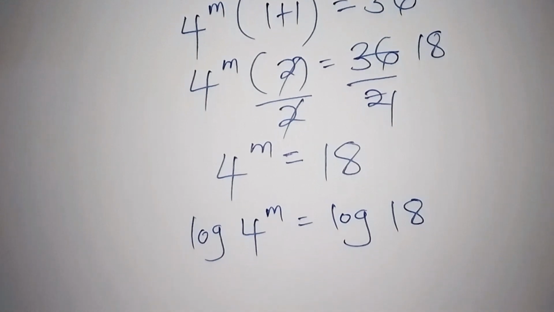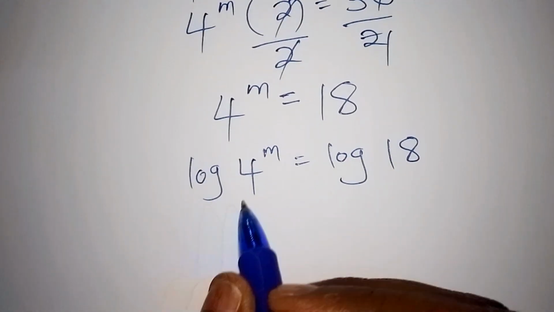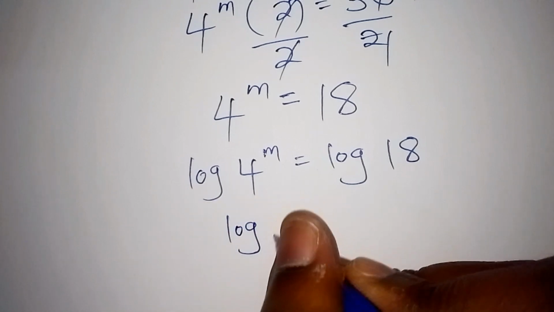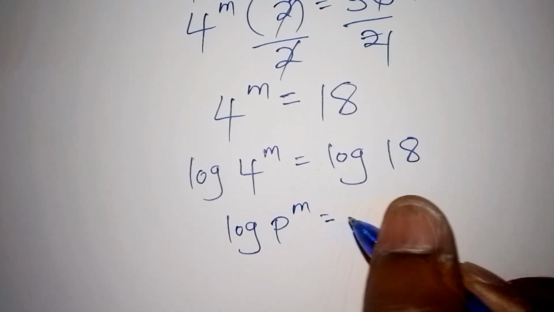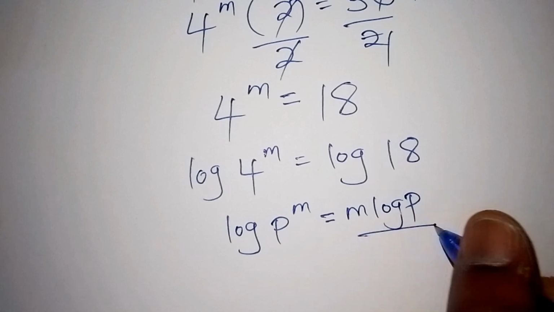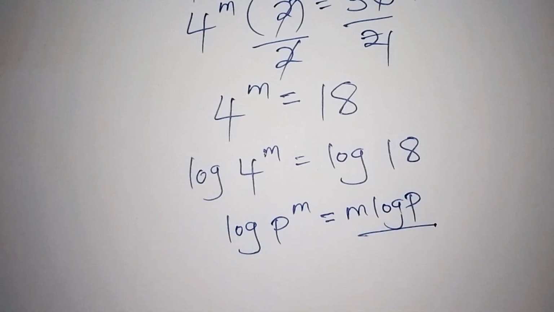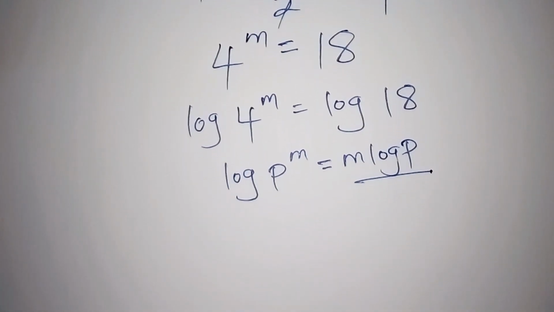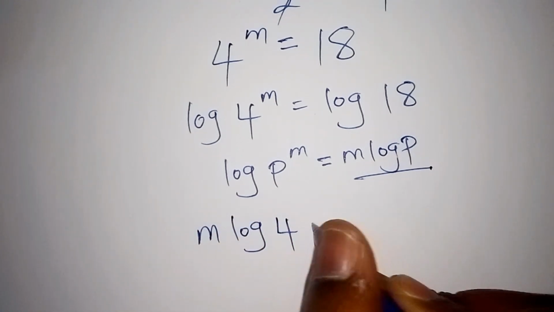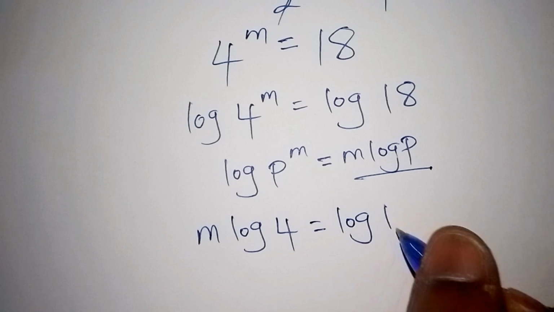Once we have that, we want to interchange the log of 4 to the power of m. Suppose we have the log of p to the power of m, this can also be written as m log p. In this case, we can express the log of 4 to the power of m as m log 4. So now we shall have m log 4 equals the log of 18.